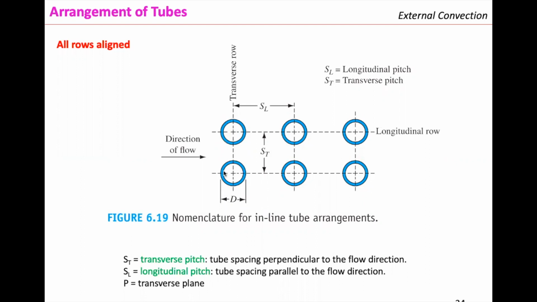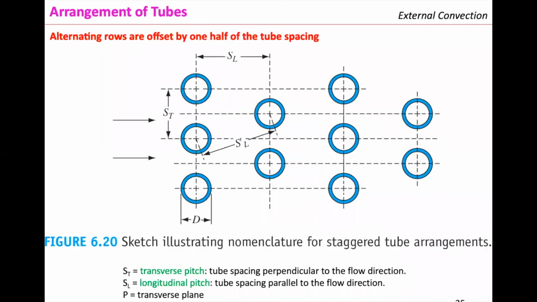We can have another common way to arrange tubes in 2D bundles, and this is the staggered arrangement, where alternating rows are offset by 1/2 of the tube spacing. It's illustrated in figure 6.20 in the 8th edition of the textbook. This is just a sketch showing these rows offset by 1/2 of the tube spacing, right? They are no longer aligned nicely like in the previous image.